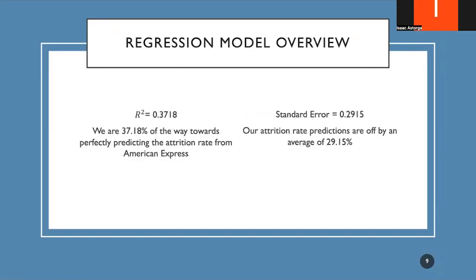Now, from that document, we gathered that R squared equals 0.3718, meaning that we were 37.18% of the way towards perfectly predicting the attrition rate from American Express. Additionally, the standard error was 0.2915, meaning our attrition rate predictions were off by on average of 29.15%. With R squared being very low and standard error being very high, these resulting statistical measures lead us to the conclusion that our regression model is not fit for practical use.